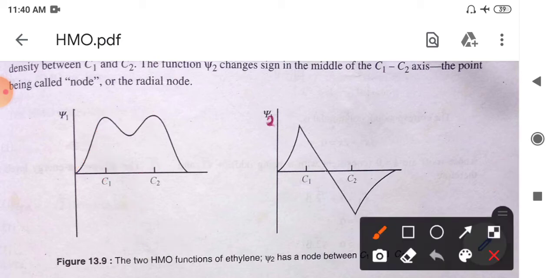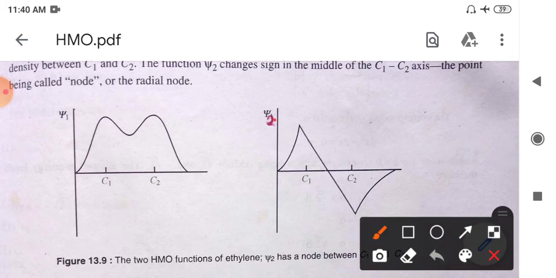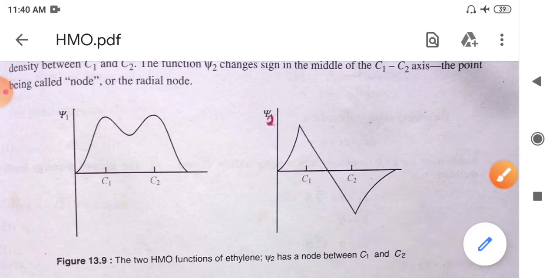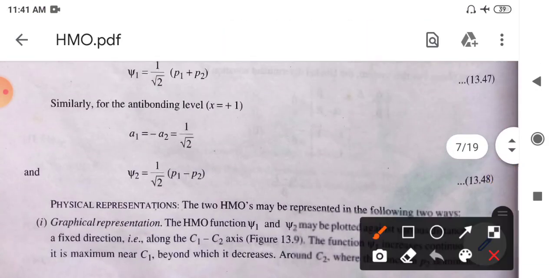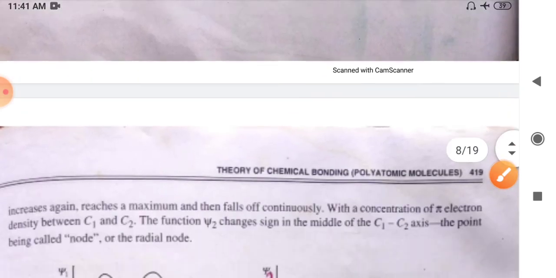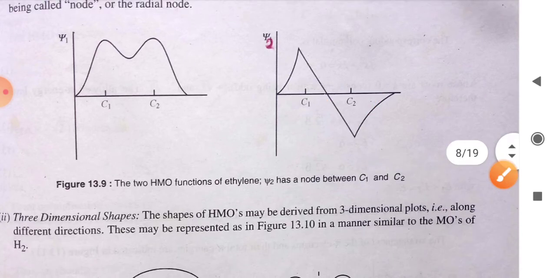So for psi 2, which is the anti-bonding molecular orbital, initially the value is increasing up to this point, which is again C1, and then it sharply decreases and reaches a negative value. Okay, negative value, we see this in the wave equation also. This psi 2 has the opposite sign to that of psi 1. So for the second carbon atom, the wave equation turns its sign to negative, and finally we get the change in sign.